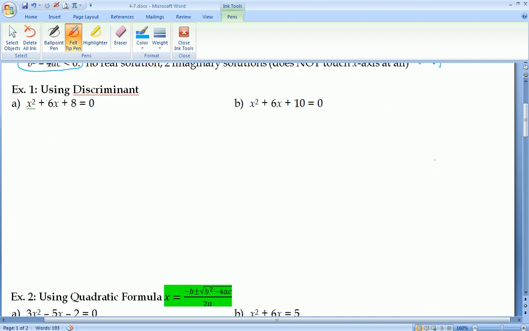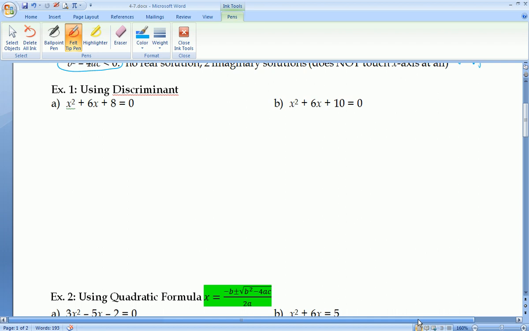So in example 1 here, I'm going to do example 1a, and then I'm going to want you guys to pause to do example 1b. And we're going to do this about 3 times. So please pause it when I ask you to, and do the problem when it's necessary.